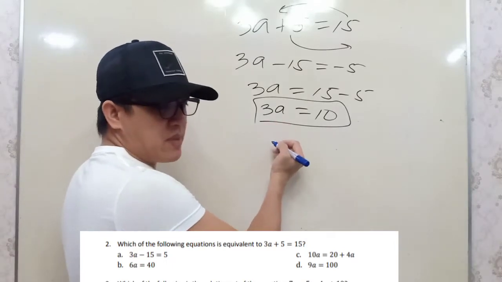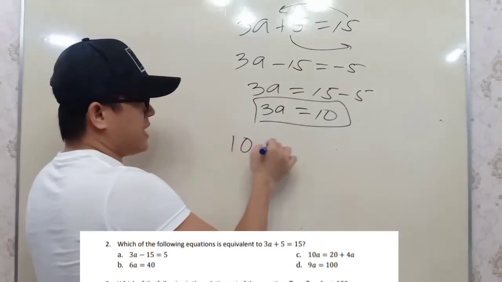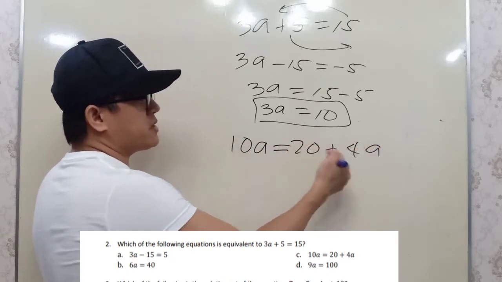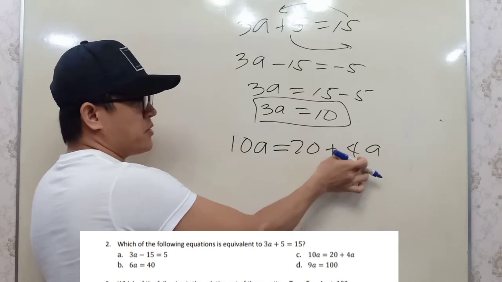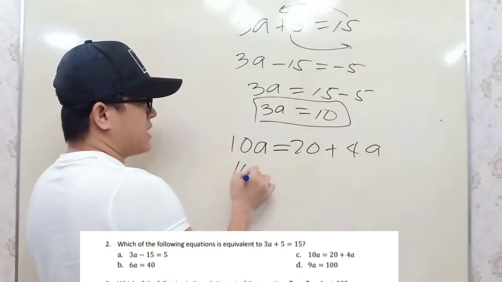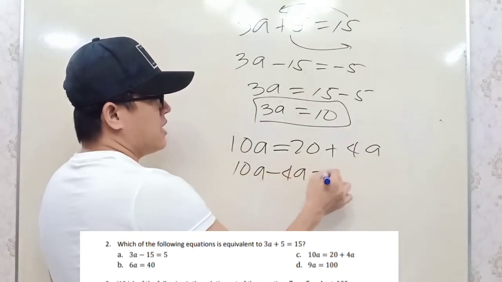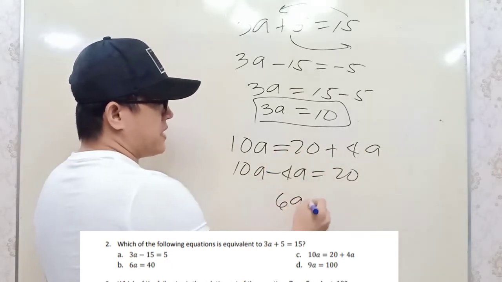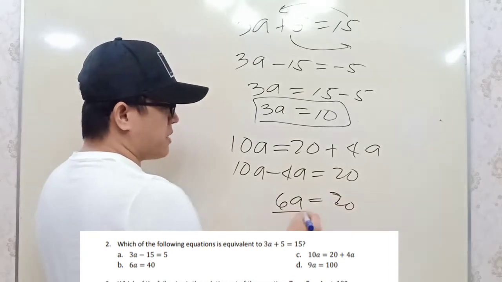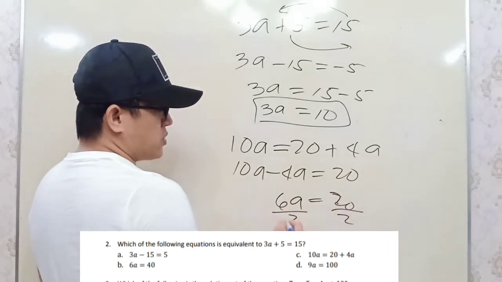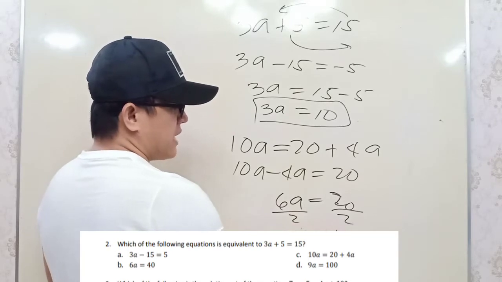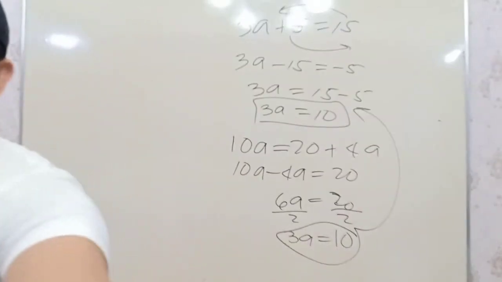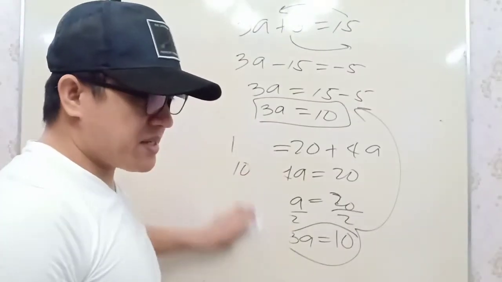Because if we're going to multiply this one, letter C, that is 10a is equal to 20 plus 4a. Okay, so if we're going to solve this one up, transposing 4 in the other side, so we have like 10a minus 4a is equal to 20. Magiging negative si 4a. 10 minus 4, that is 6a, is equal to 20. Okay, so reducing this one by 2, we have 3a is equal to 10, which is equal to this one. Okay, there you go. So, ganun lang dapat siya. The answer is letter C.